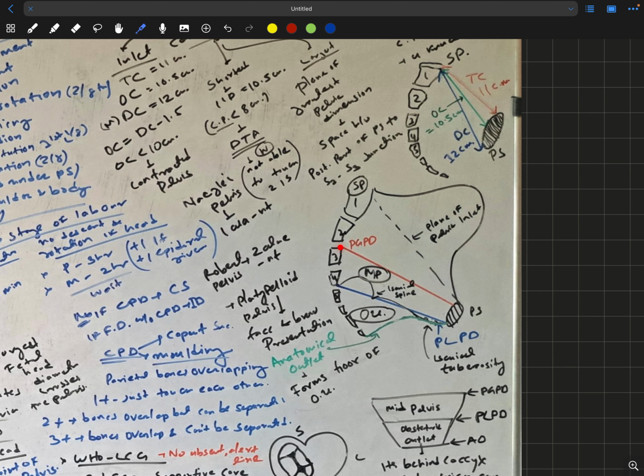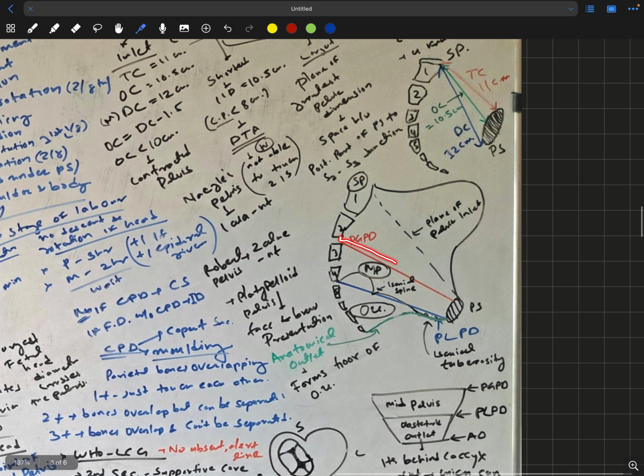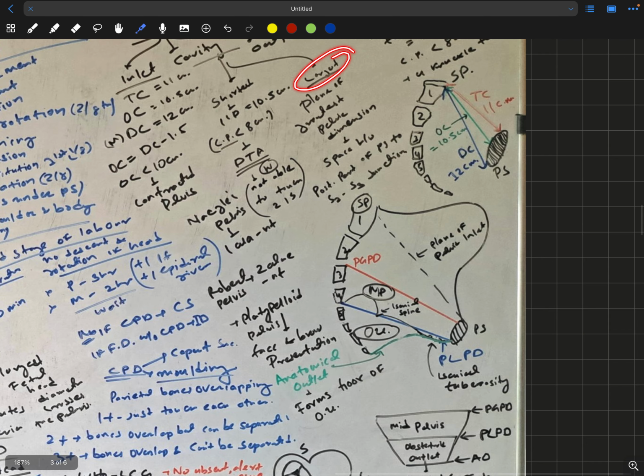Now, from the intervertebral disc of S2-S3 to the pubic symphysis, between the S2-S3 junction and the pubic symphysis, this is called the plane of greatest pelvic dimension. So this is the largest diameter of the cavity. The space between the posterior surface of the pelvic symphysis and the S2-S3 junction is called the plane of greatest pelvic dimension.